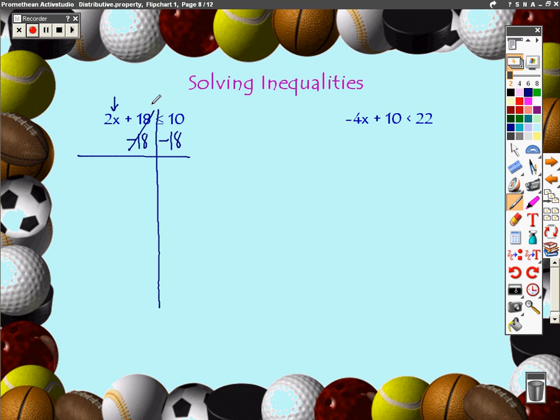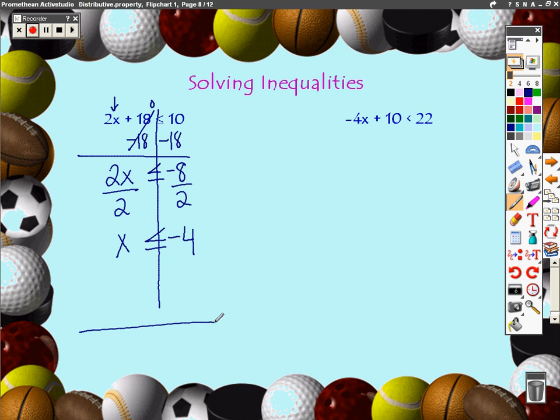These cancel. It gives me 0 really, but 2x plus 0, anything plus 0 is just the same thing, so I don't need to write the plus 0. And on the other side, I'm going to have negative 8. I'm going to divide by 2 and divide by 2 just like you always do. x is less than or equal to negative 4.